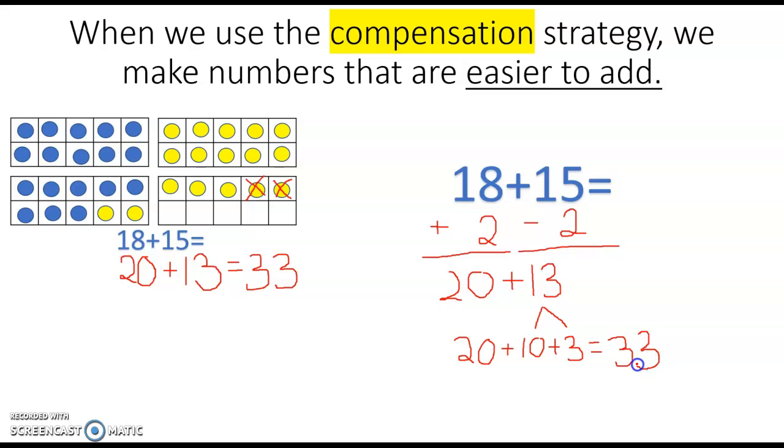So you can see that when we use compensation, when we make numbers that are easier to add, it helps us solve problems easier in our heads. So we can still use the breaking apart method, like I did right here, but we can also apply compensation, where we move numbers around to make the numbers easier to solve in our head.